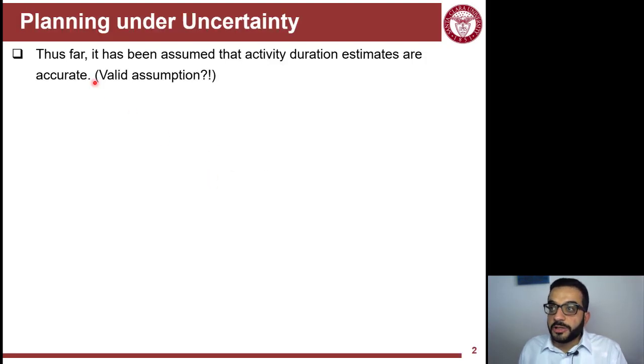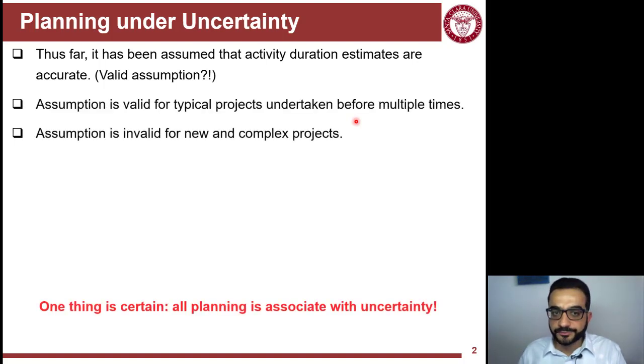So far we have assumed we have accurate estimates of productivity rates and cost estimates. So what we call a crisp estimate. It's just one number. What's the cost of this activity? It's $5,100. But is this a valid assumption?